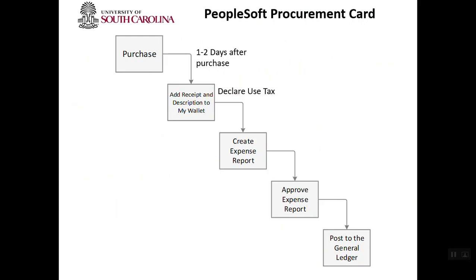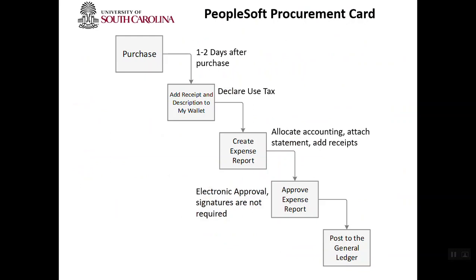At the beginning of the month, the expense report can be created and throughout the month maintained, where the allocation of the accounting can occur. The statement can be attached at the end of the month, and receipts can be added also at the end of the month. At that point, the expense report is submitted for approval, where there's electronic approval and signatures are not required. After the expense report is approved, it is then posted to the general ledger.